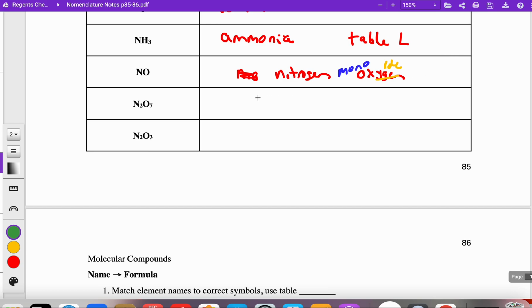for this would be nitrogen, and then I'm going to drop that O from the mono and make it monoxide. So nitrogen monoxide. So take a look at the next example. We still have N and O, so we still know it's some sort of nitrogen and oxygen compound. So here I have nitrogen, and then O being the second partner is going to be oxide.